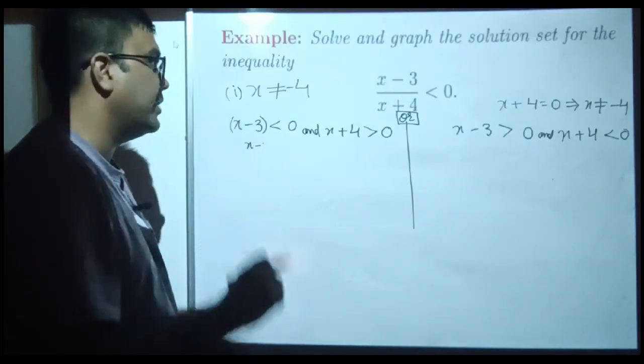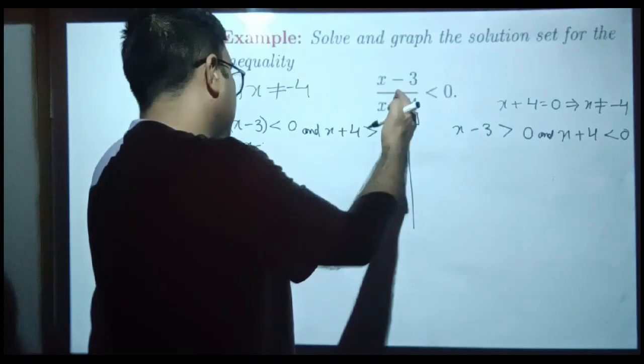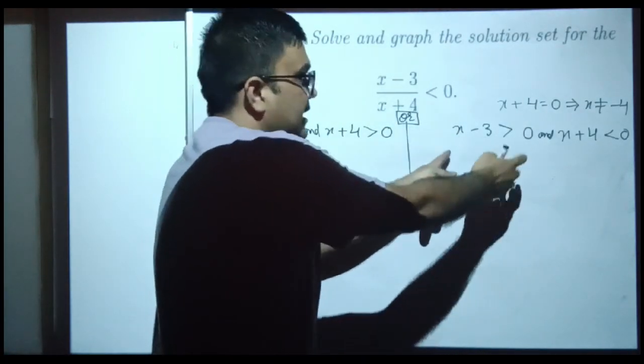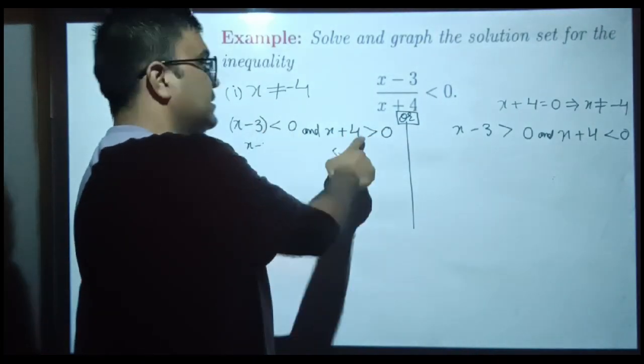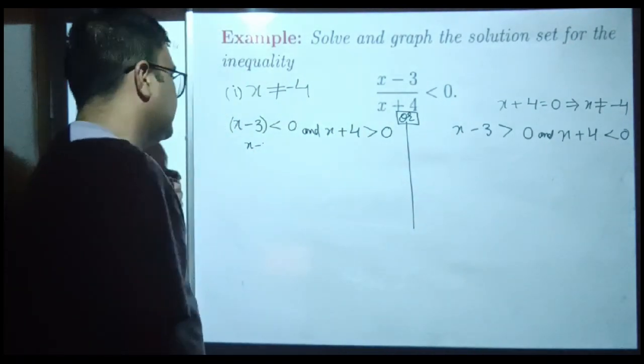Now, look at these terms. We are using "and" here and "or" there. Because if this condition holds, that will not hold. If this condition holds, this will not hold. So we are using "or" here. These two conditions will hold simultaneously, so we are using "and" here.